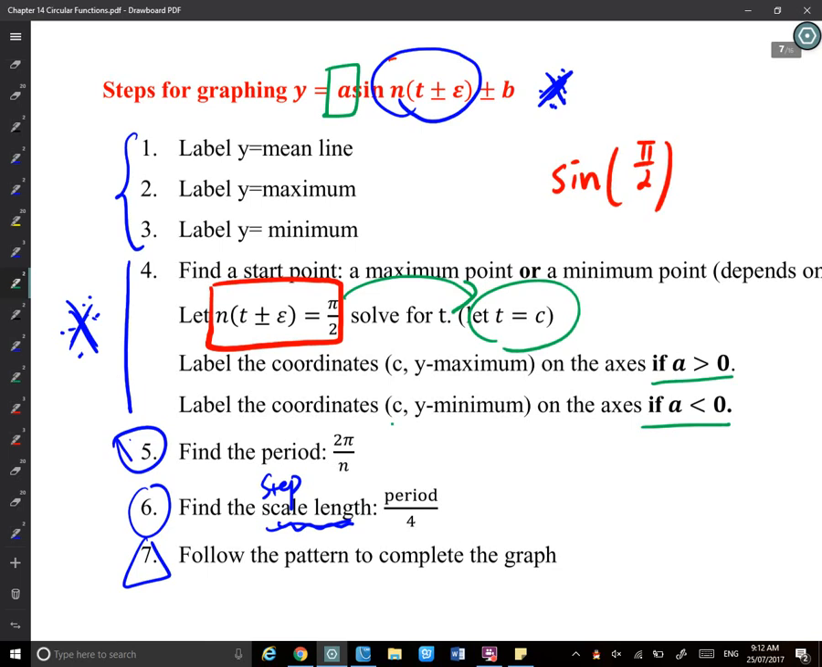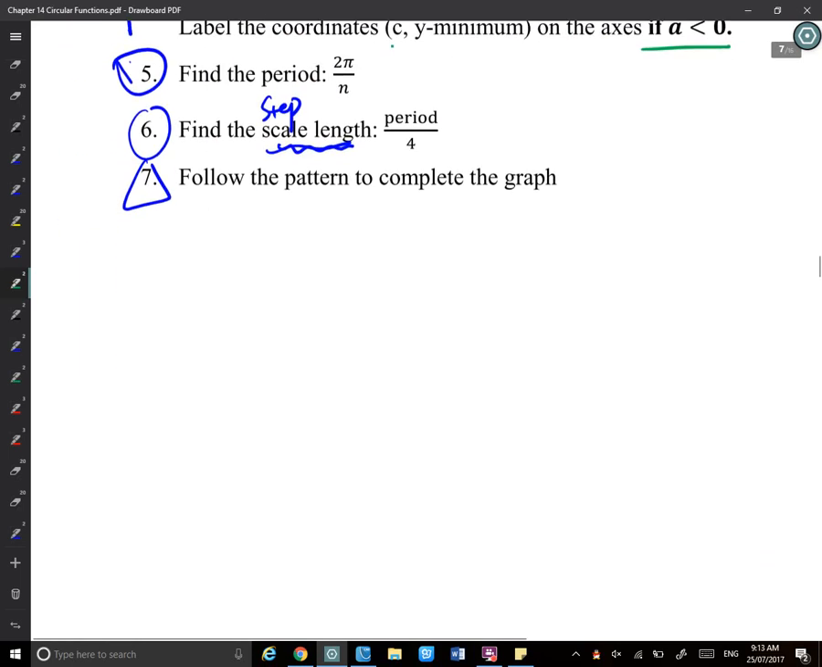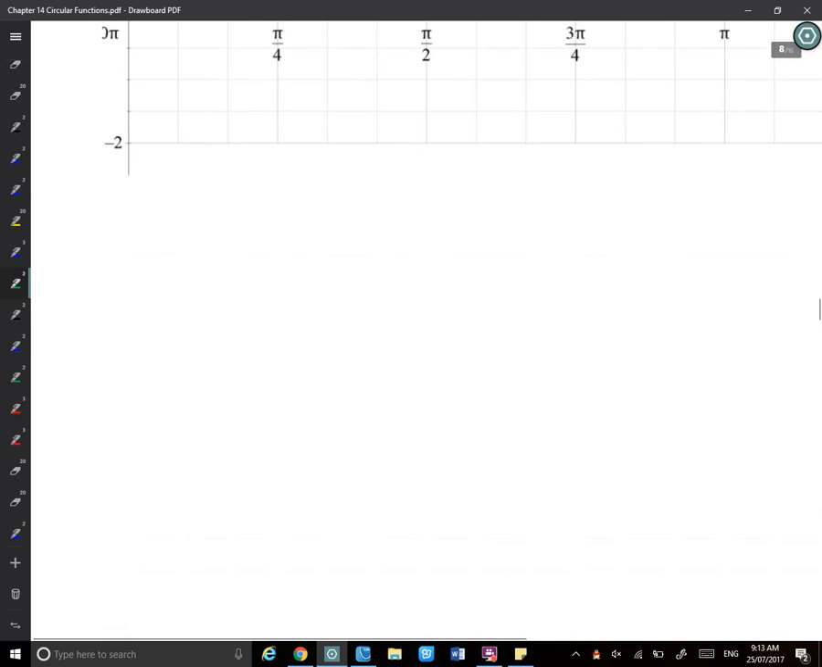So you just need to remember one thing. To solve the sine graph, first, make the whole thing in the bracket equal to pi over 2. Second, solve for that t-value. Third, test whether that t-value gives you a max or a min by looking at the a value. If a is negative, that's a minimum. If a is positive, you will get a maximum. Then you have confirmed a starting point. Okay, let's just do this example below here.